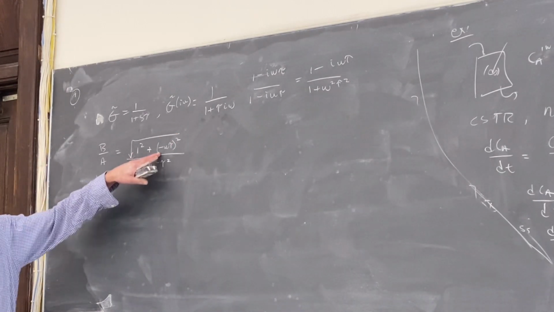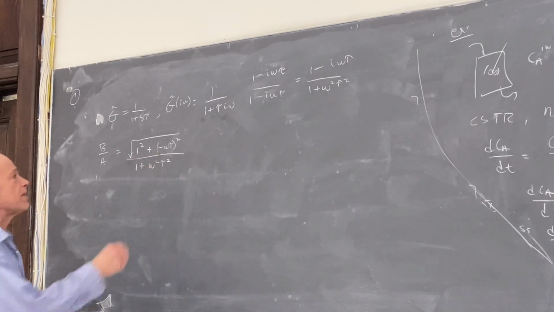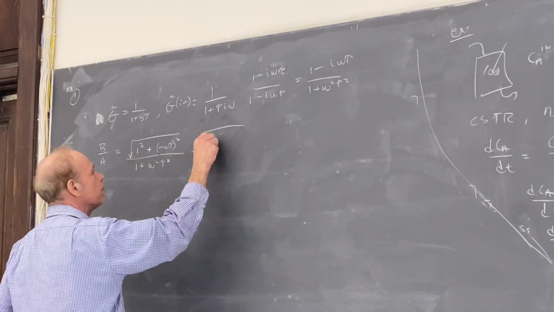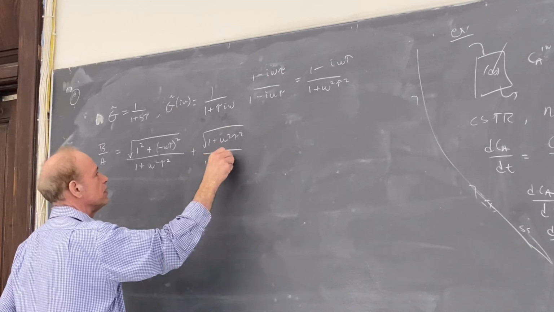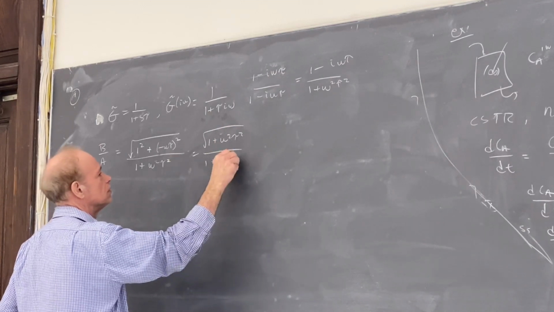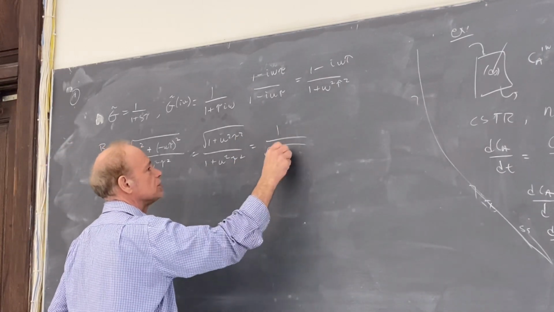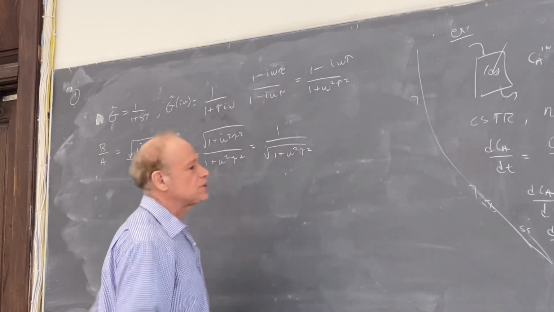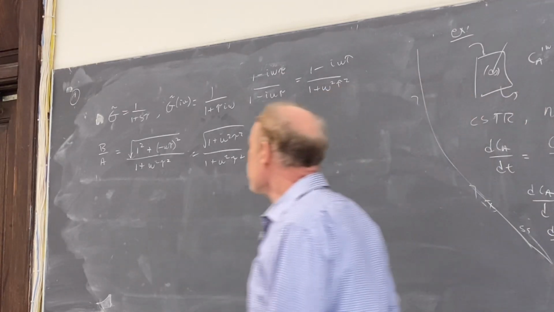Well, the minus cancels when I square it. And I have 1 plus omega tau squared. This is the square root of 1 plus omega squared tau squared over 1 plus omega squared tau squared. And I just get 1 over the square root of 1 plus omega squared tau squared, which is exactly what I found here. B over A, we said, is 1 over the square root of 1 plus omega squared tau squared.